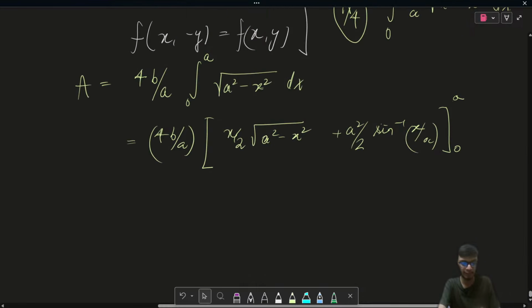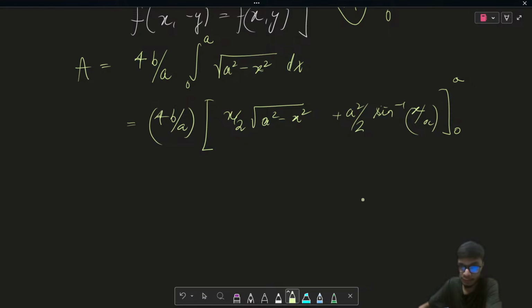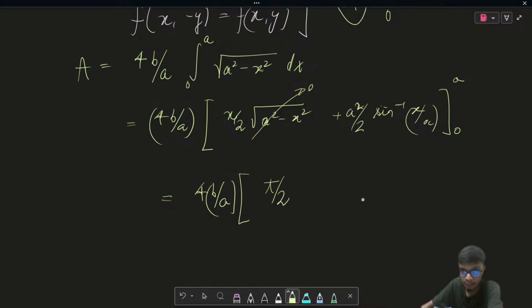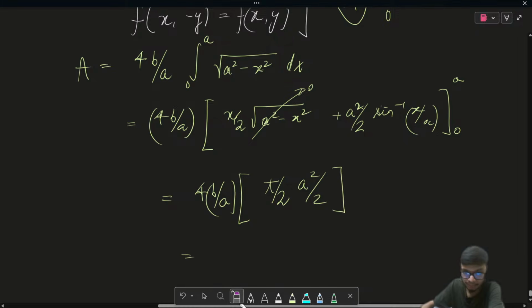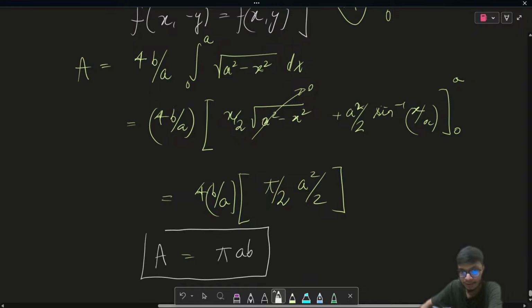Right. So if you plug the limits back into this equation and try to find it out, you will get this result as 4 times b upon a, and if you plug in these limit values, this particular part is going to be 0, and this particular part is going to be a square into sine inverse of 1. Sine inverse of 1 equals pi upon 2, and don't forget there is a square by 2 over here. So if you multiply, the result is going to come out as pi times a into b. So the entire area of an ellipse is basically given as pi times a into b.